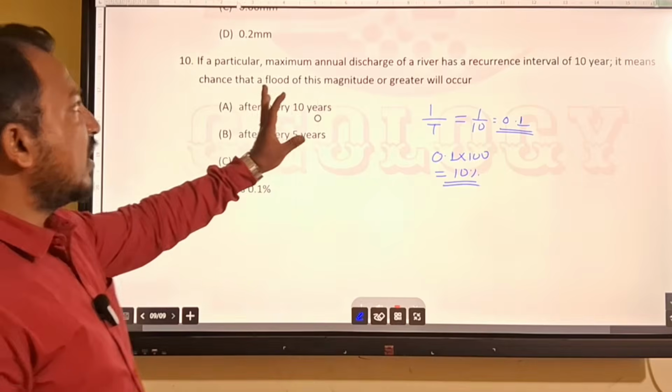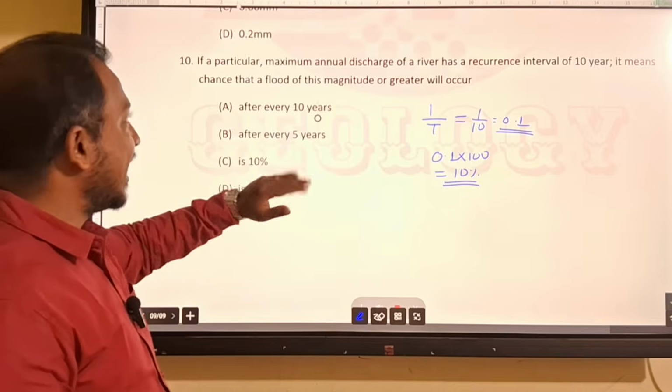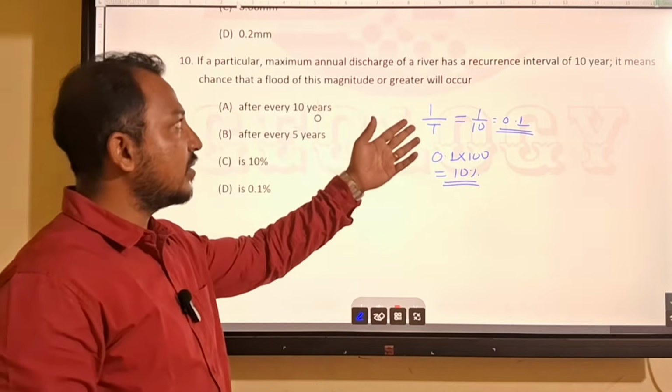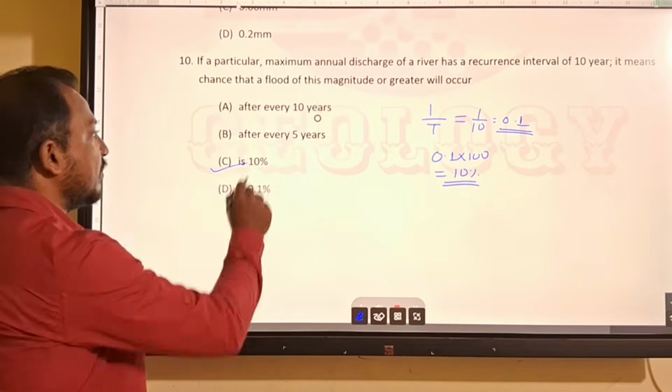So a particular maximum annual discharge of a river has a recurrence interval of 10 years. That means every year there is a 10% chance for this discharge. So the answer will be 10%.